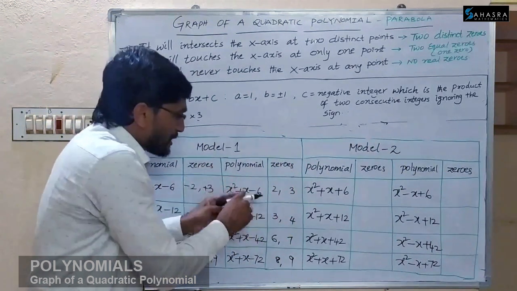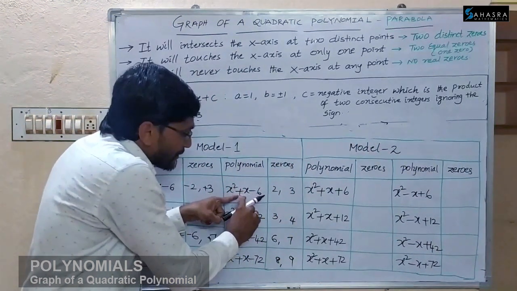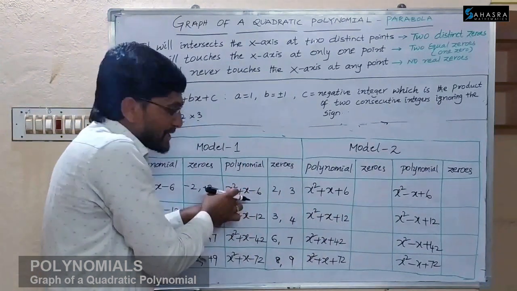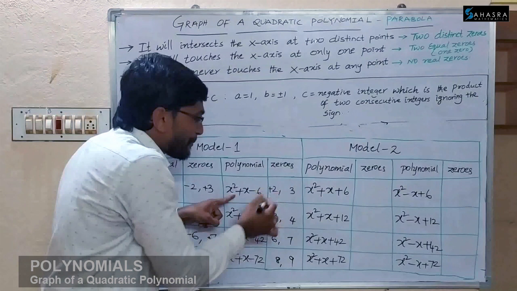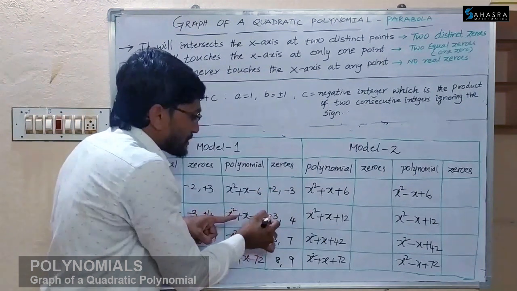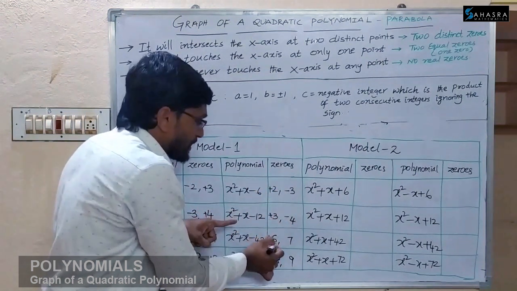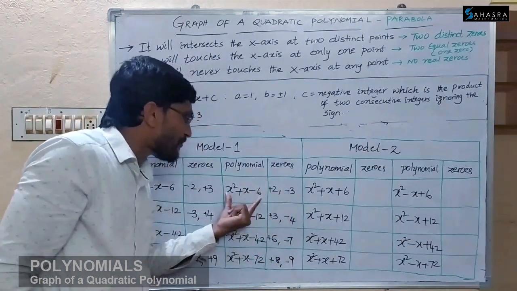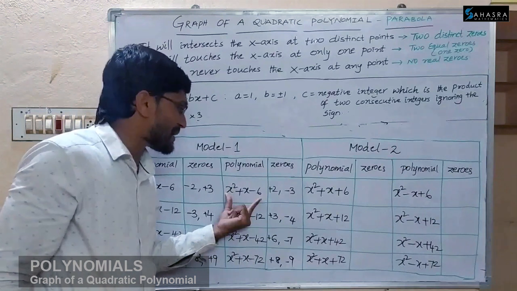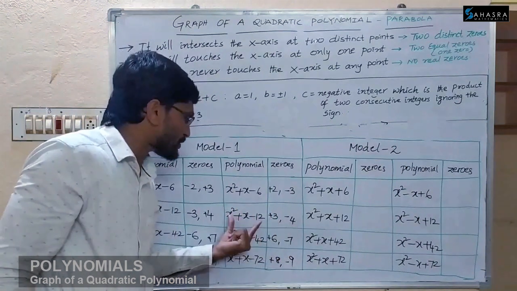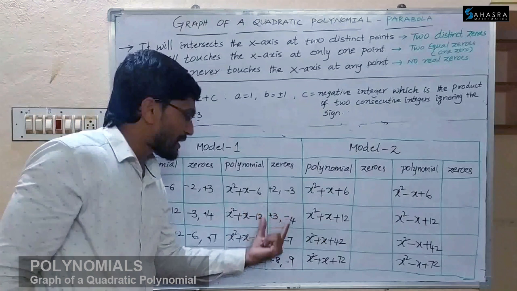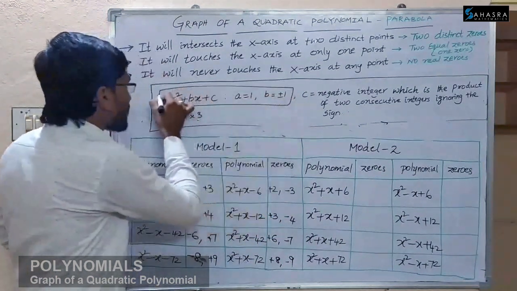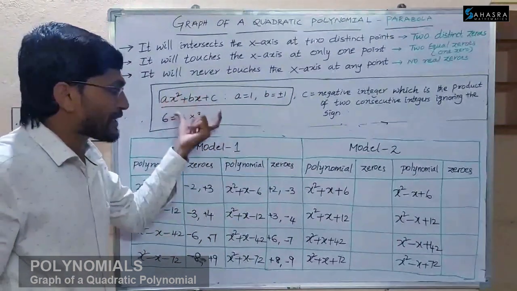What are the zeros? Whatever the sign we have here, that sign keep for the smaller number. x has the sign plus here, so I have to keep plus here. Opposite sign minus. So plus minus, plus minus, plus minus. So plus 2 minus 3 are the zeros of x square plus x minus 6. Plus 3 minus 4 are the zeros of x square plus x minus 12. Like that. Again I am telling, ax square plus bx plus c, which is the quadratic polynomial.